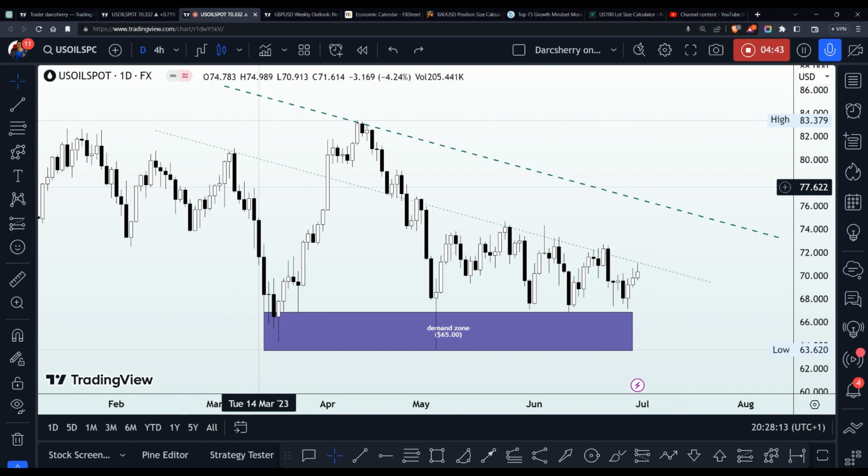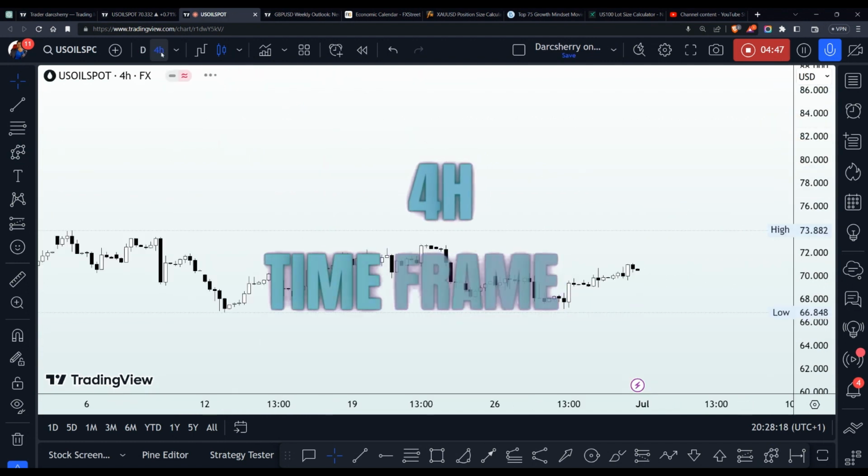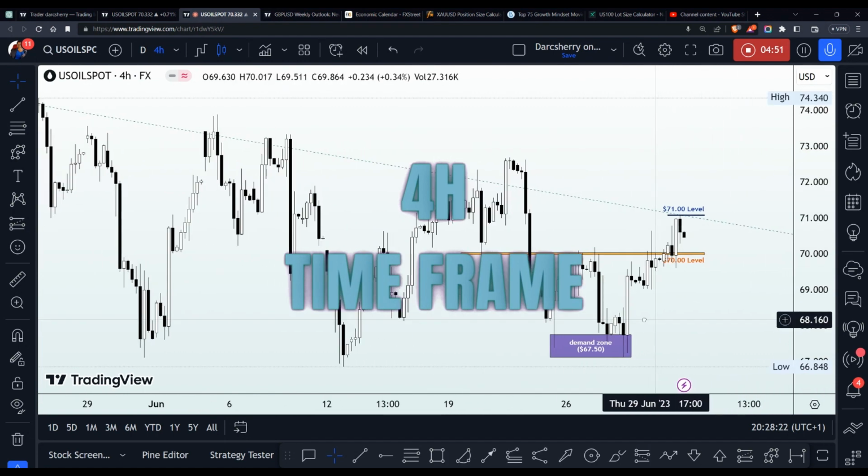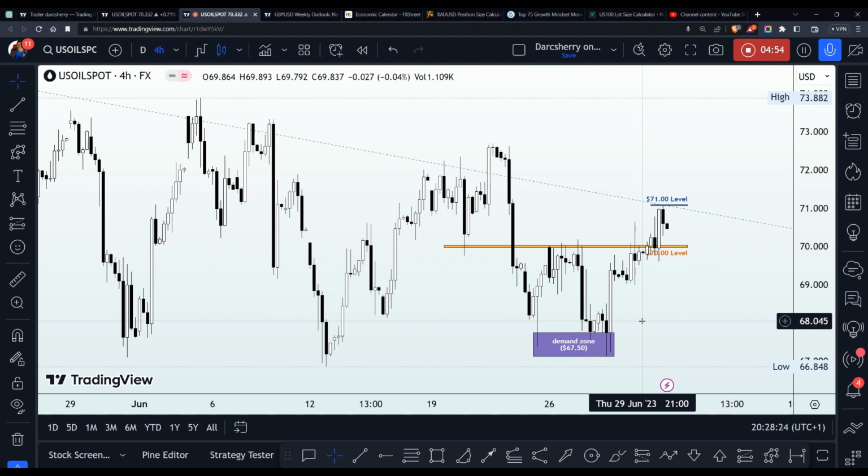So, from the information we have gathered here on the daily time frame, I went further to scale down into the 4 hours time frame where I later found out another setup that we are going to be using to guide trading activity for this week.